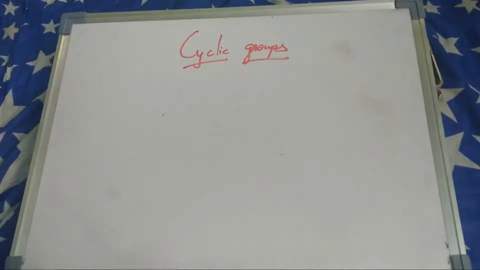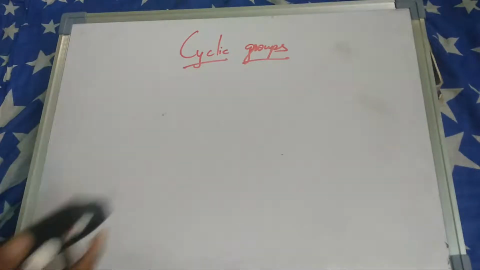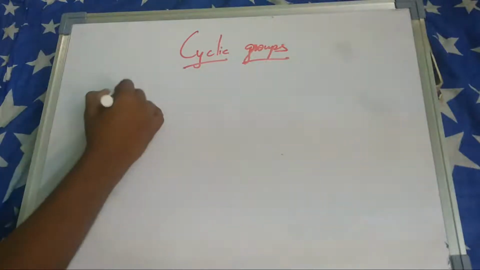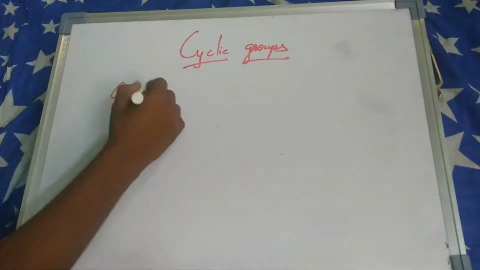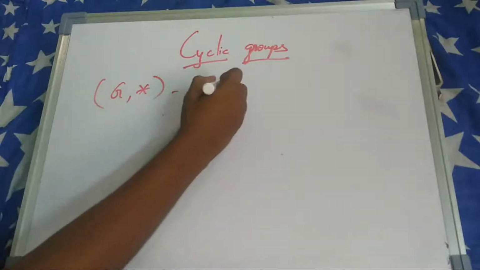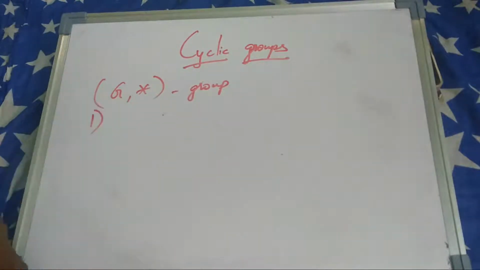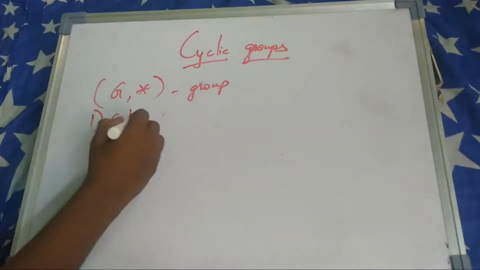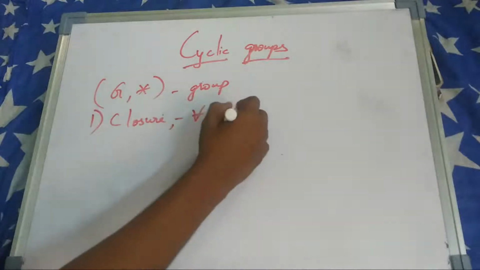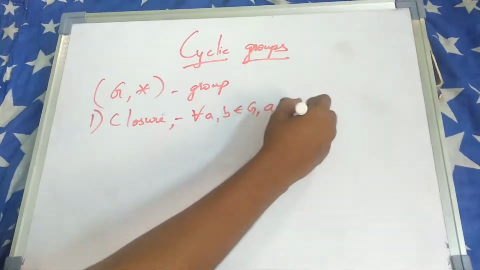So hopefully we will recall a bit of basic definitions and then move into defining cyclic groups. Now, a non-empty set G along with a binary operation is said to be a group if it satisfies four axioms, namely closure, that is, given any A comma B in G, A star B belongs to G.